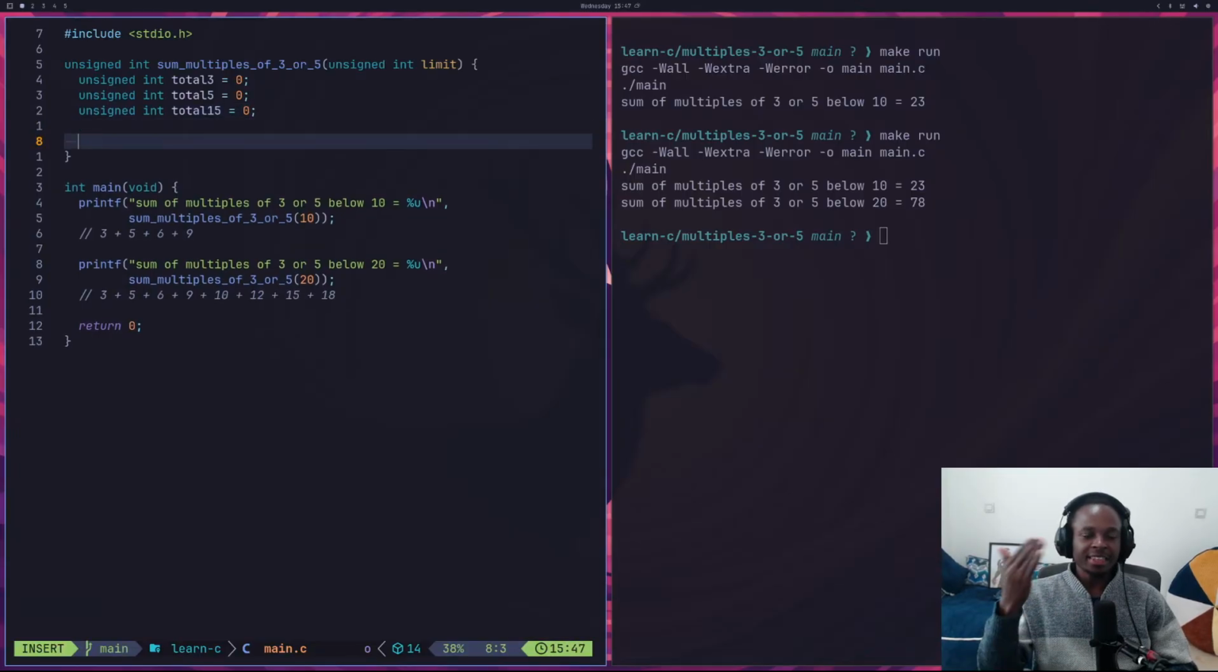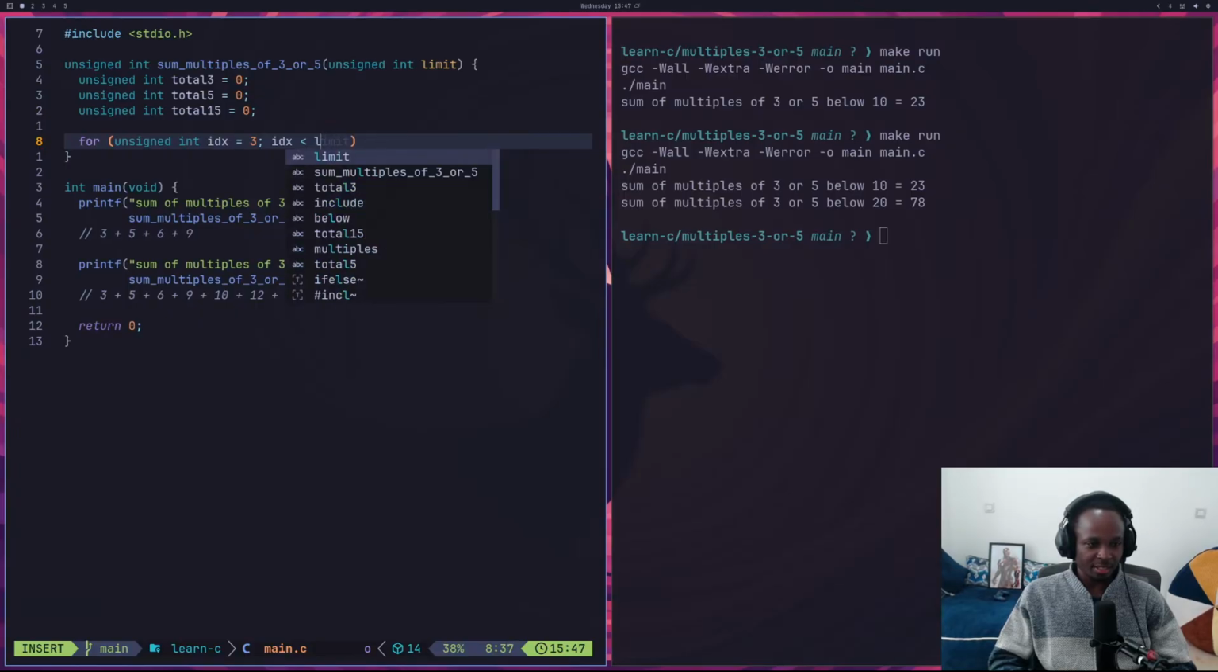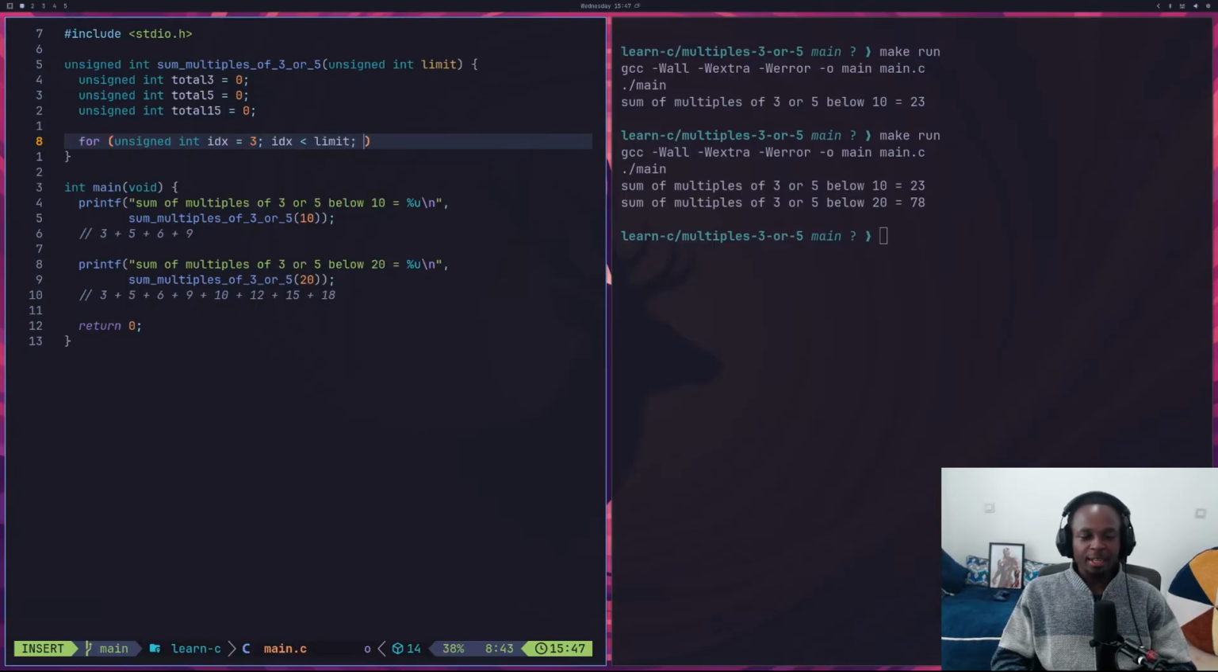So let's start with the 3's. What do you want to happen? So we are going to say, if I can get that right, for unsigned int, I'm still going to use index, but this time I want you to start at 3. And what am I checking? I need to ensure that that index is strictly less than the limit, right? And then after that, I'll be incrementing this index by 3. So I'll say the index will be the index plus 3.